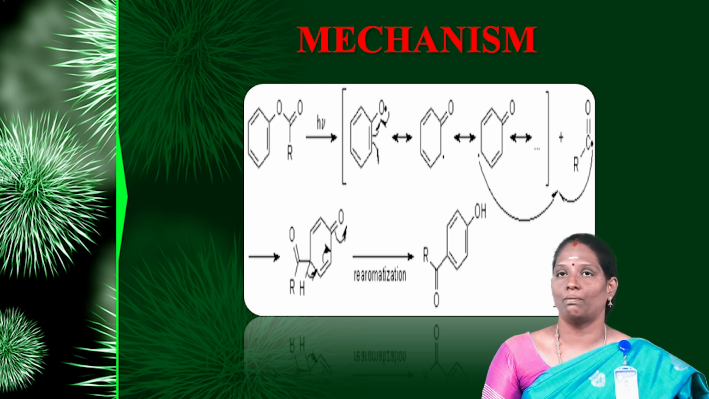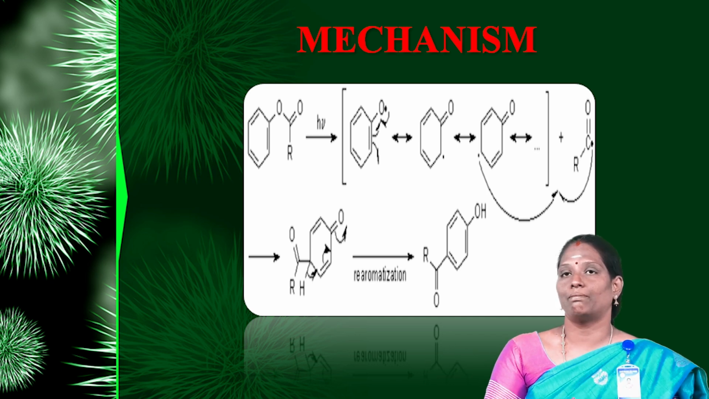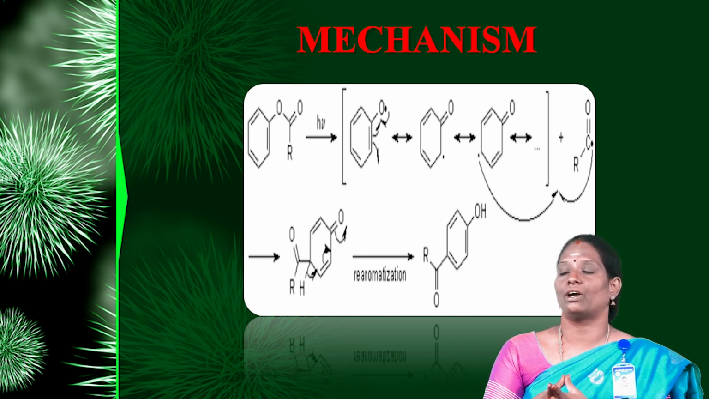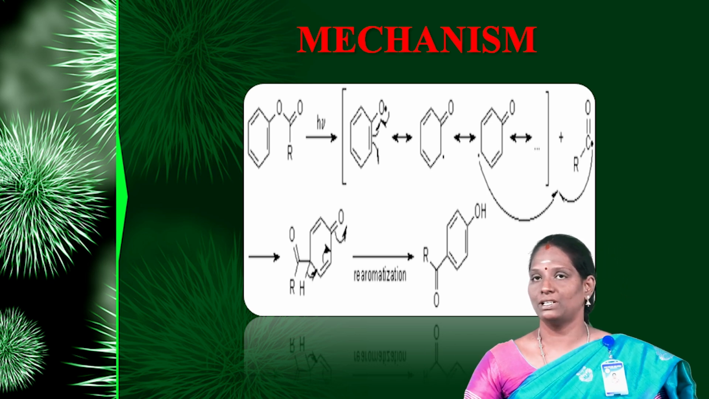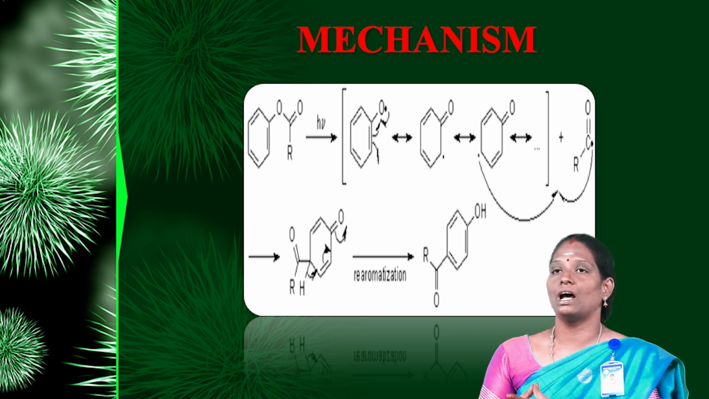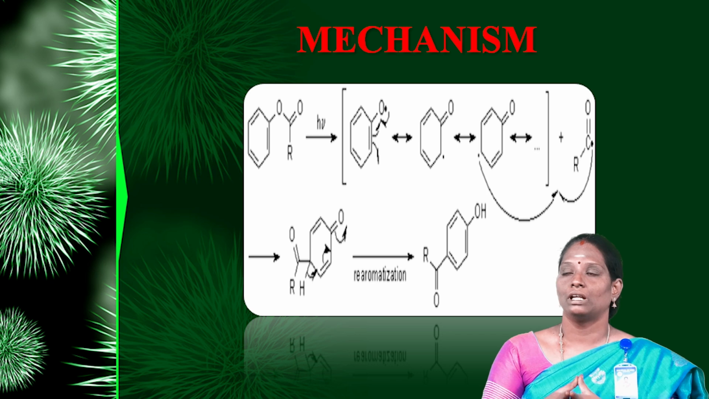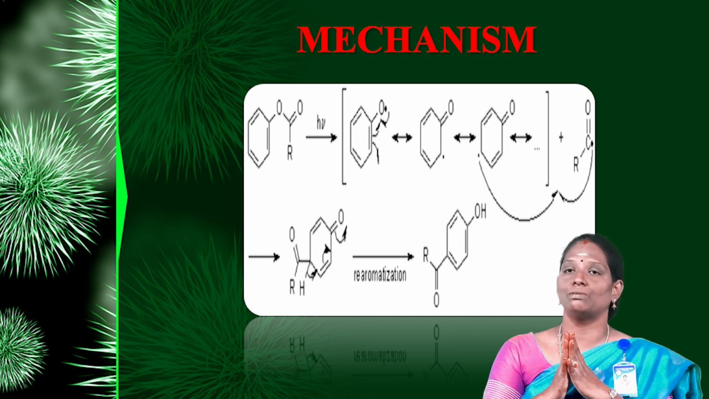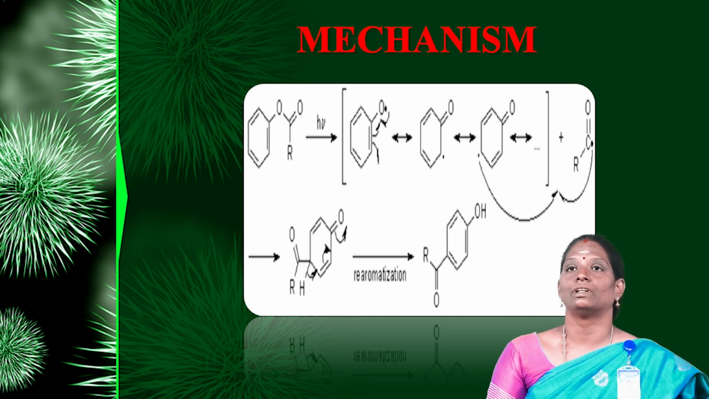Aluminum trichloride complexes with the oxygen of the phenoxy group. Thus, the acylium ion is generated. The acylium ion then attacks the benzene ring and forms the products, ortho and para acyl phenol. In this rearrangement, both intermolecular and intramolecular mechanisms are operating simultaneously.